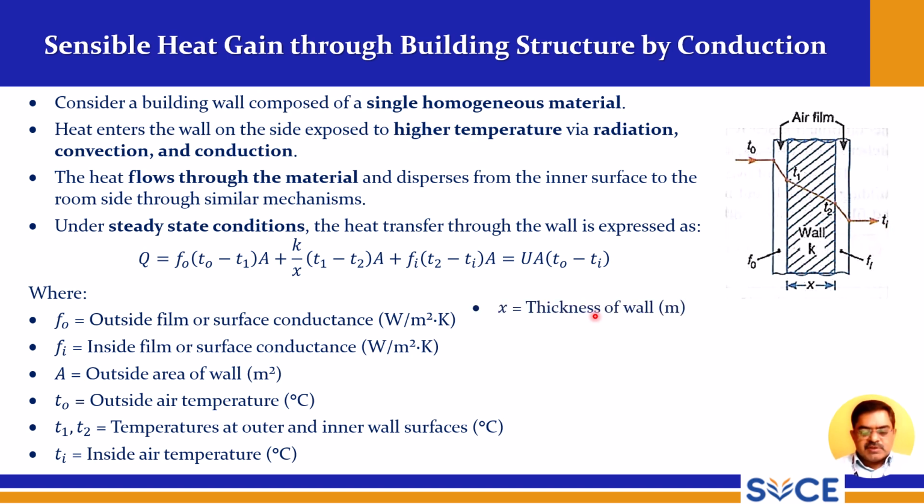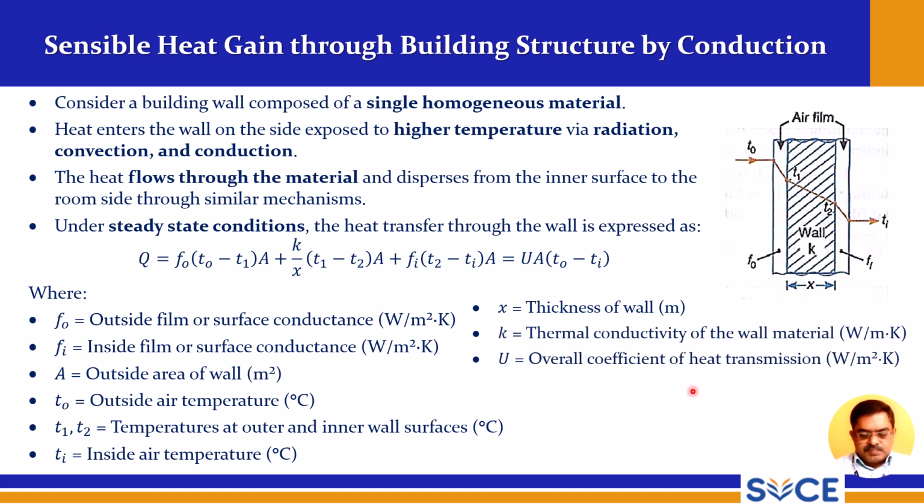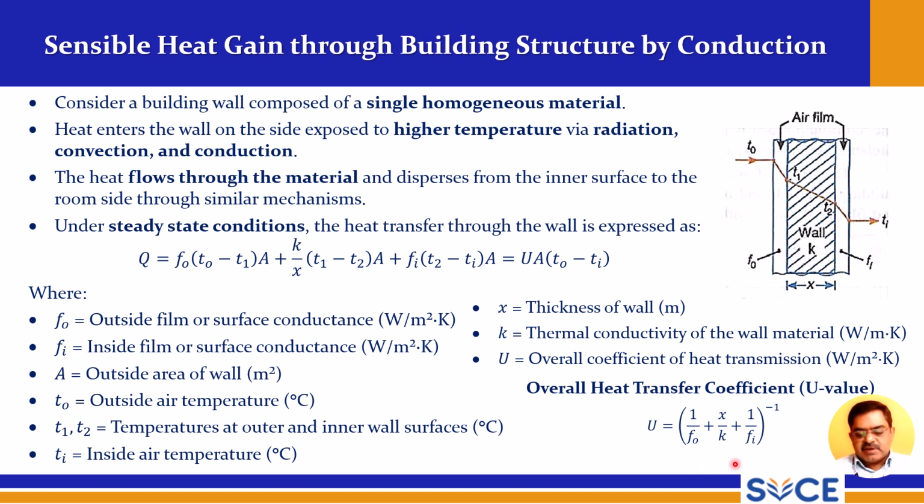So X equal to thickness of the wall, and K is the thermal conductivity of the wall material, and U is the overall coefficient of heat transmission, the overall heat transfer coefficient, which is equal to U equal to 1 by (1 by Fo plus X by K plus 1 by Fi). So this is the formula to calculate the overall heat transfer coefficient.